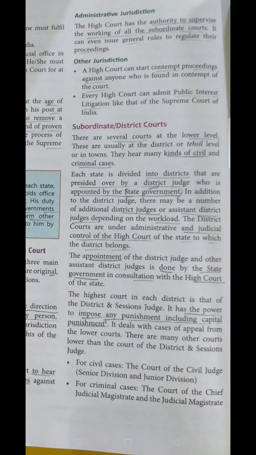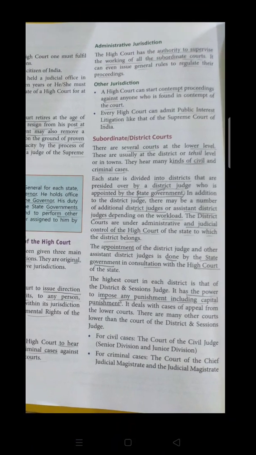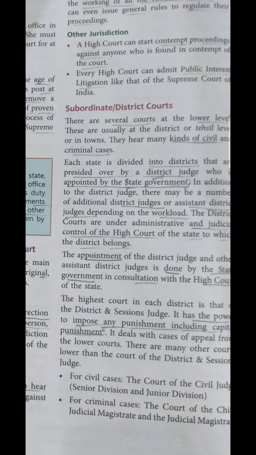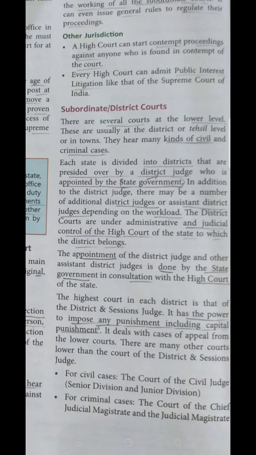Okay, so moving further, now we are going to discuss the subordinate courts or the district courts. Several courts at the lower level are known as subordinate courts, and at the district level there are district courts, as each state is divided into districts. Further, the state High Court supervises the district court. The state government appoints the judges of the district courts, so the district judge is appointed by the state government.